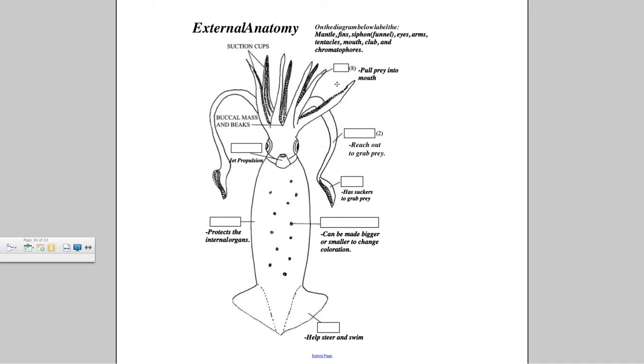So, here we have these little things with suckers on them. And they actually help to pull the prey into the mouth. What are those? Arms. There's eight of them. These are arms.